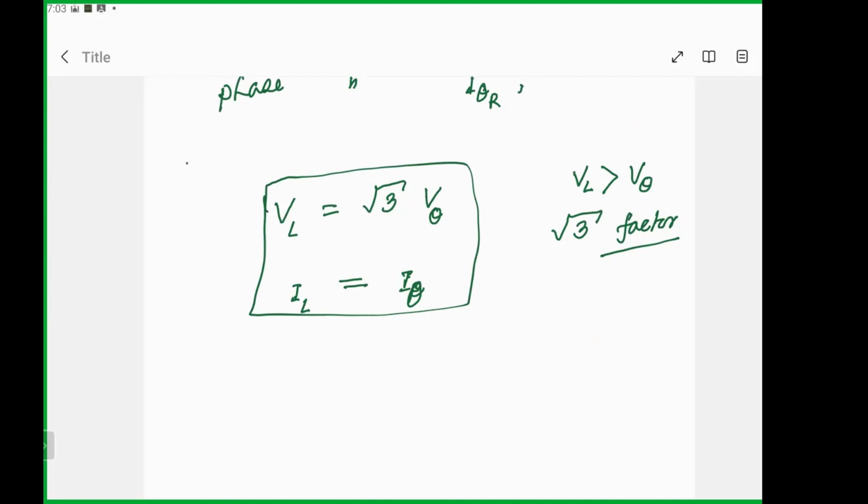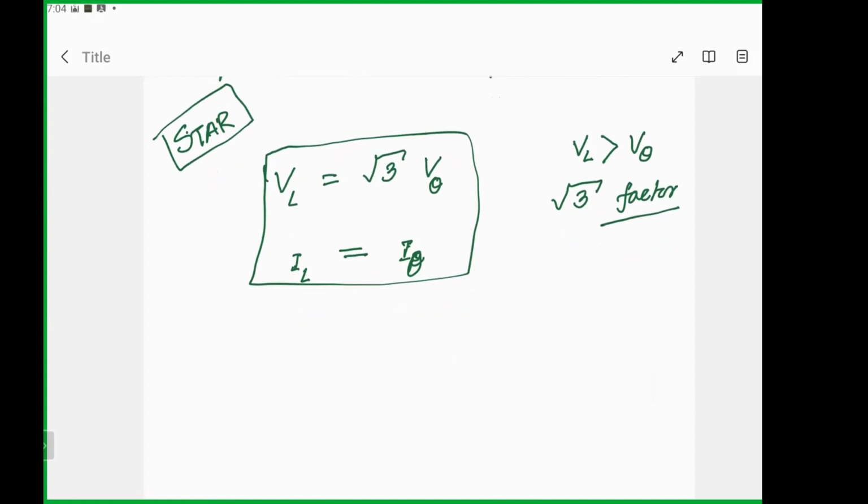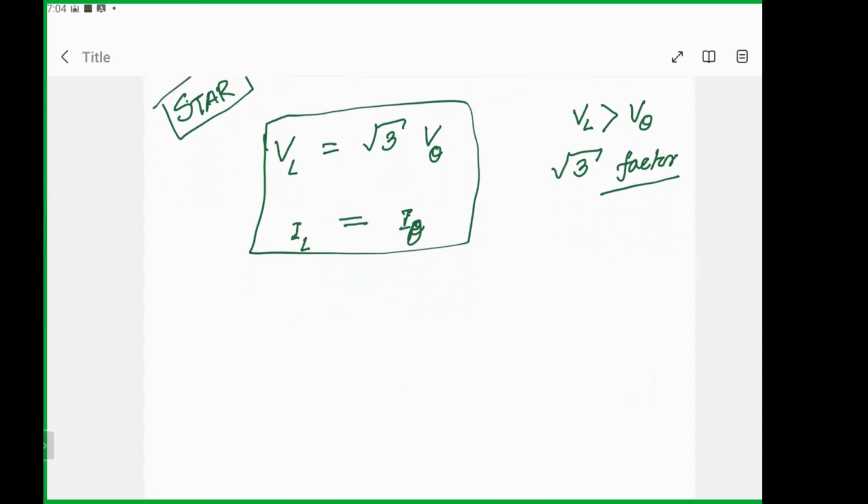So this is the relation for the star connection. In a star connection, the voltage between the line and the phase is different, and they are related by the factor square root of 3. Whenever it is the line current and the phase current, they are the same. They don't have any difference, they are of the same value. And that can be easily derived by the phasor diagram.